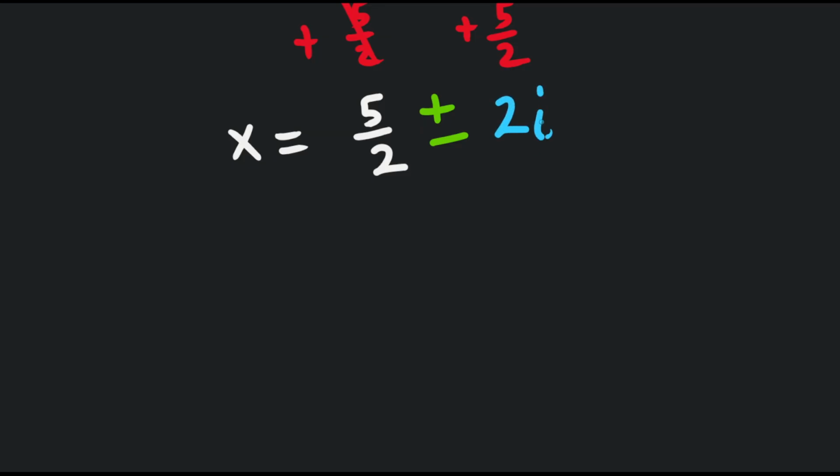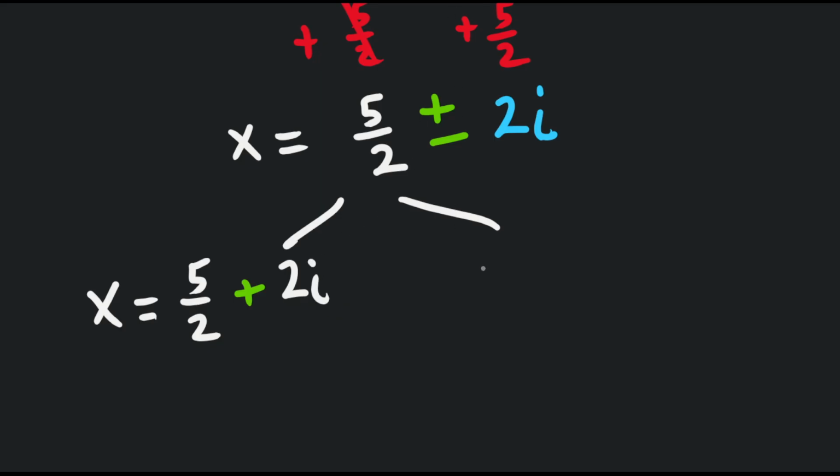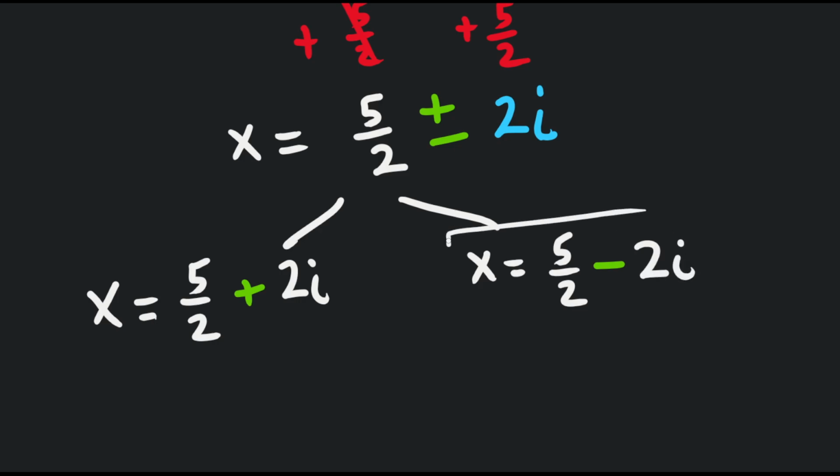So let's go ahead and write that. As you can see, our answer is actually complex. It's a complex number. It's no longer a real number, our x that we found. And we are left with this: x equals 5 over 2 plus minus 2i, and we can actually split this up into two solutions. What this plus minus symbol does is it means x equals 5 over 2 plus 2i, and it also means x equals 5 over 2 minus 2i. Those are the solutions to x.